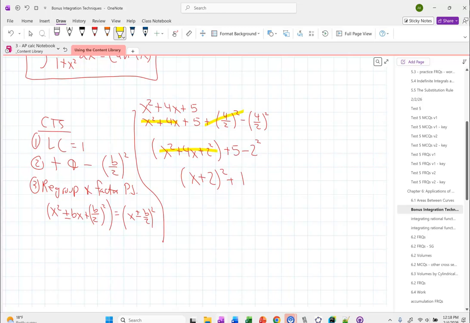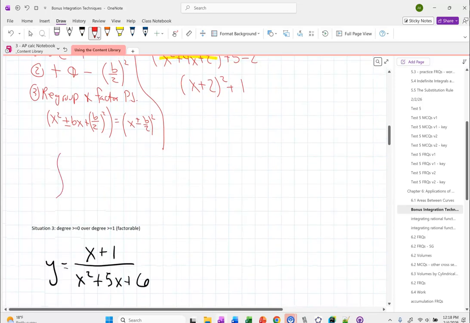This perfect square will always factor to just be x plus b over 2, or minus, depending on if the bx term is positive or negative, and then squared. So that's what I got there. And then 5 minus 2 squared is 5 minus 4, which is just plus 1. Sam, does that feel okay? That help just doing it one more time? Okay.